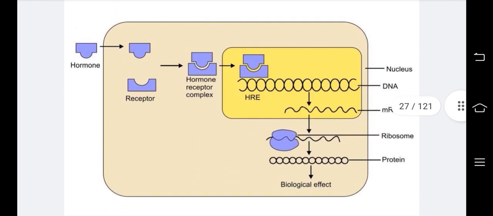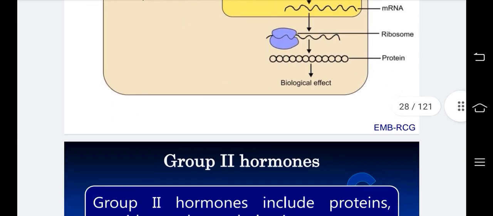Here we could see a picture which depicts all this. Hormone is there, receptor is there, hormone receptor complex is formed, which produces some sort of response by reacting with the HRE, hormone response element in the DNA inside the nucleus, later producing an mRNA. Then ribosome is there, which produces protein which leads to a biological effect.